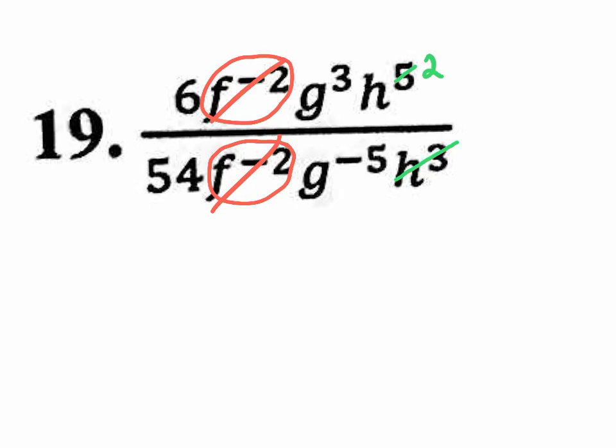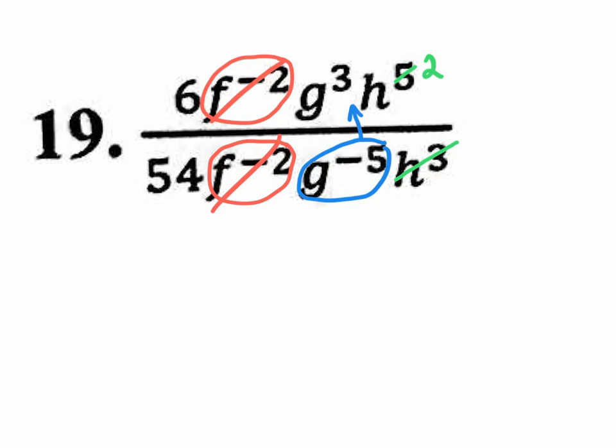Now the other thing I can do is apply the rule of negative exponents. This g to the negative 5, I'm going to move it up right behind the g to the positive 3, and I'm going to write it as g to the positive 5. And finally, maybe the first thing I should have started with is the coefficient 6 and the coefficient 54.